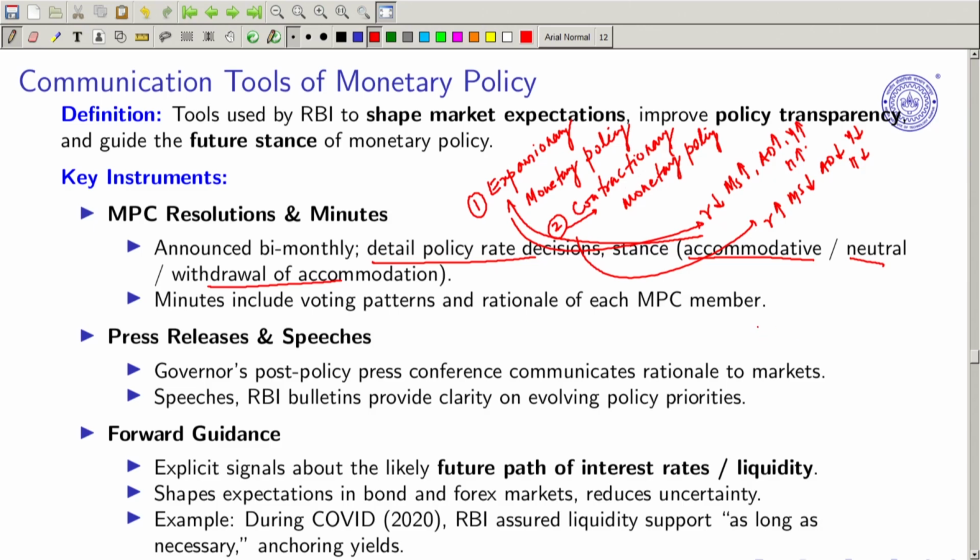Now you must be knowing that this is the business cycle that we normally see. In the business cycle, here we have the peak and here we have the trough, right? Now, the peak and trough that we are seeing, this is the recovery of the economy and this is the slowdown.